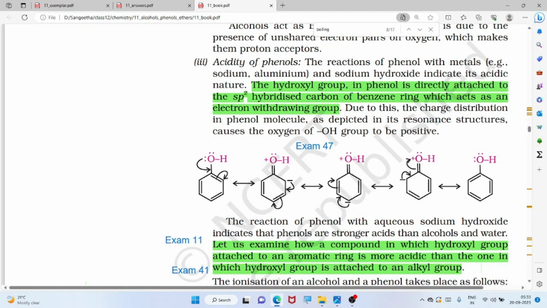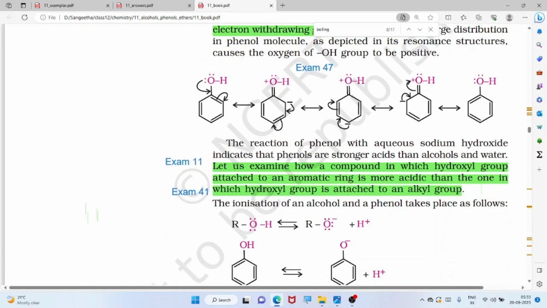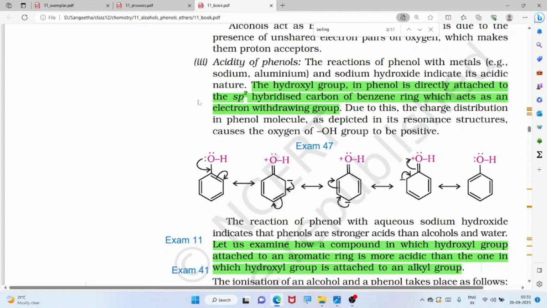The hydroxyl group in phenol is directly attached to an sp2 hybrid carbon of the benzene ring, which acts as an electron withdrawing group. And due to this, the charge distribution of the phenol molecule depicts the resonance structure.